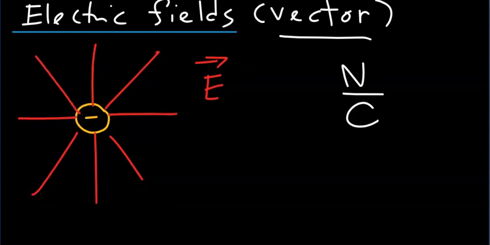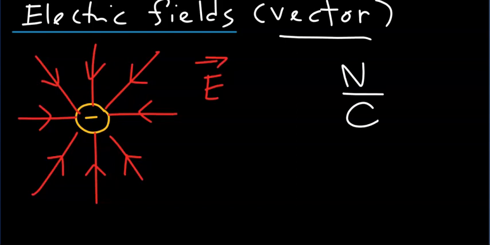Likewise, for a negative point charge, the electric field it creates will be in a direction towards the negative charge, as shown. It's also radial, but the direction is now towards the negative charge. Of course, this is a three-dimensional pattern. It extends in three-dimensional space that we have sketched on a two-dimensional plane.